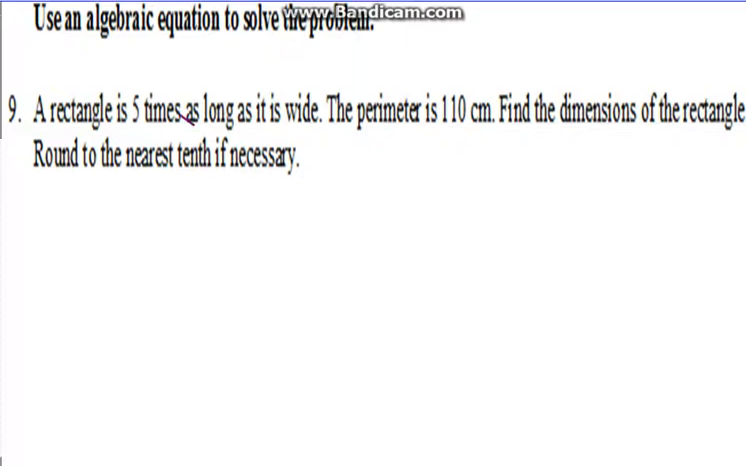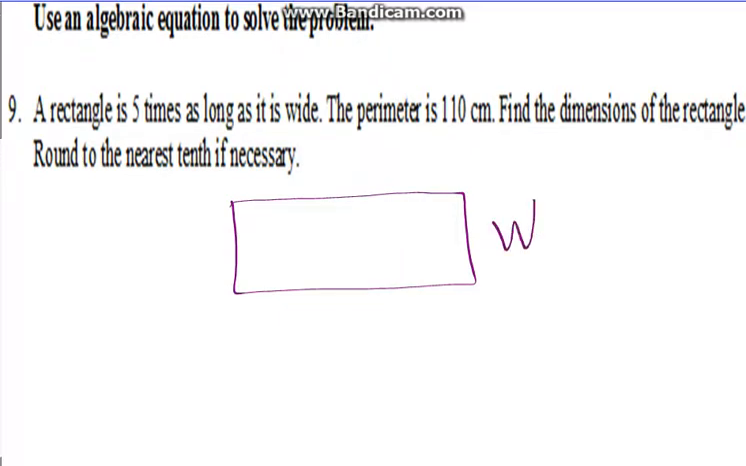Well, let's see. A rectangle is 5 times as long as it is wide. So we've got a rectangle, so we've got length and width. And they say the length is 5 times as long as it is wide, so length equals 5w. Then they say the perimeter is 110 centimeters, so we know the perimeter equals 110 centimeters. Find the dimensions of the rectangle.